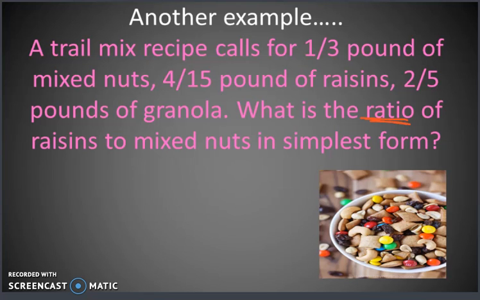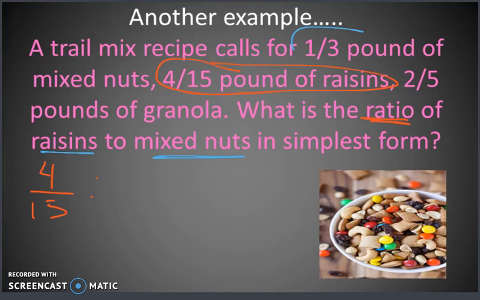Okay, welcome back. So we're going to do a ratio. We're not going to find unit rate. And we want the ratio of raisins to mixed nuts. So there are 4/15 pounds of raisins, which is right here. And we're doing a ratio, so we're going to do a colon.